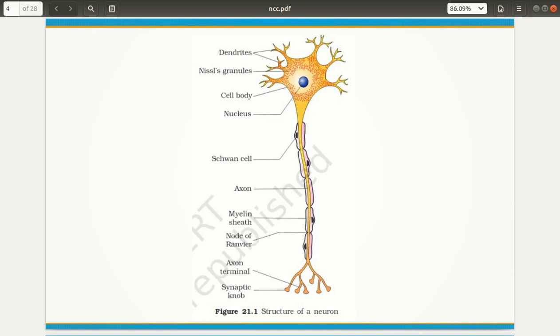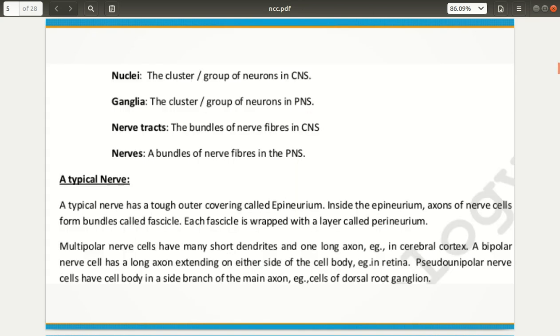So if the axon is covered by the myelin sheath, we call it a myelinated nerve, and if it is not covered by the myelin sheath, we call it a non-myelinated nerve. So this is the structure of a multipolar neuron that you can see in a human being. The nuclei are a cluster or group of neurons in the central nervous system. Ganglia are a cluster or group of neurons in the peripheral nervous system.